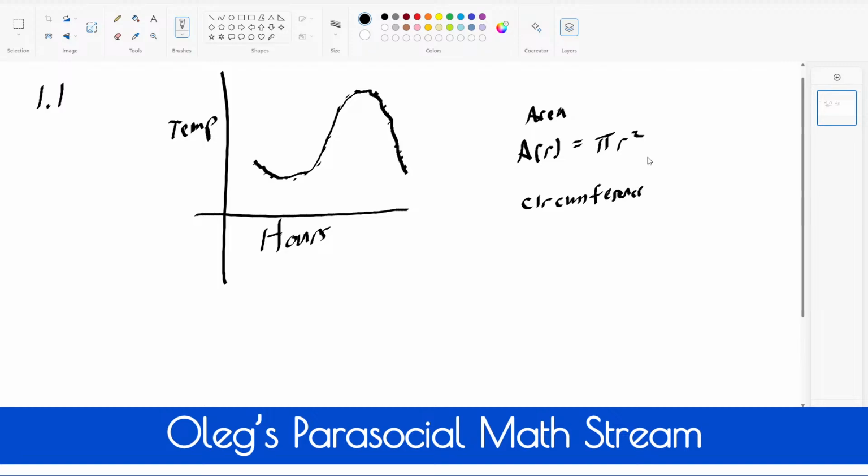Probably misspelled circumference, but let's go with it. So that's going to be, just say C of r equals 2 pi r. That's the circumference.